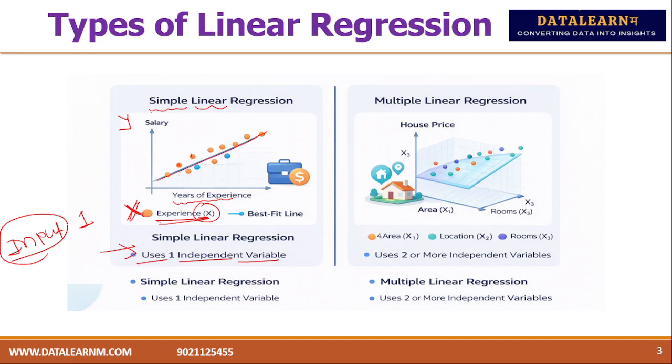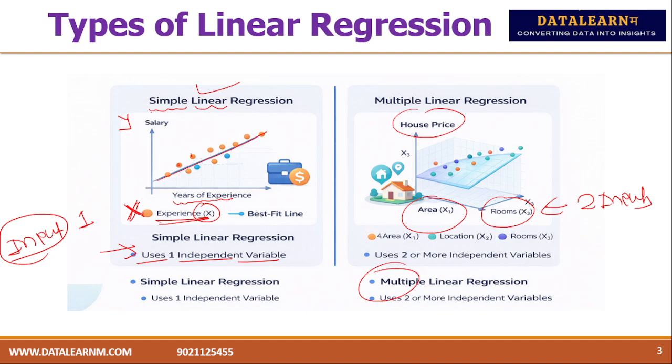And if inputs are more than one, like in the case of house price, there may be area, there may be number of rooms. So 2 inputs are there. That can be called multiple linear regression. That's simple. Only one input and one output is a problem of simple linear regression.